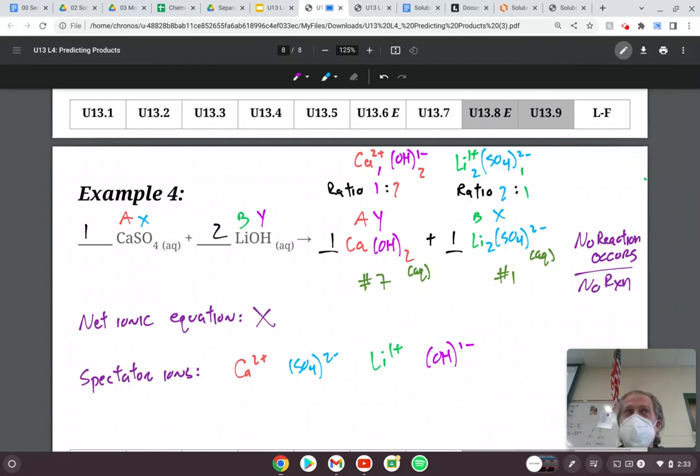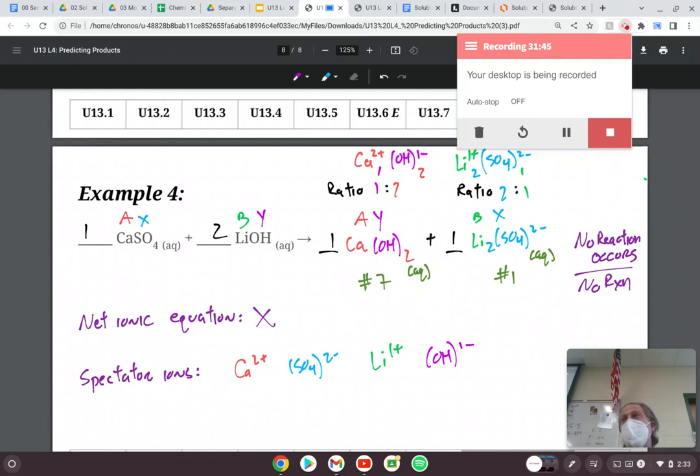You do not have to write the net ionic equation in this case, but you do have to list the spectator ions, which in this case are calcium, sulfate, SO4, lithium, and hydroxide, OH. Okay. So that's how we work with predicting products of double replacement reactions. Good luck with this tomorrow.